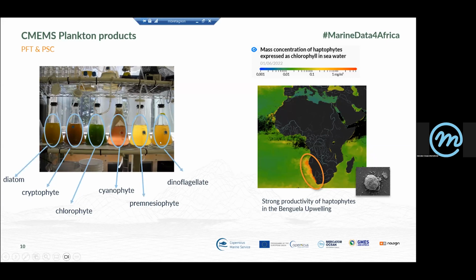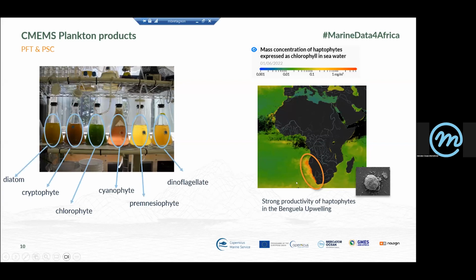You can access the different PFT and PST from the Copernicus platform. And as you can see on this map, in this example, you will have, for instance, a bloom of haptophytes in the upwelling of Benguela.